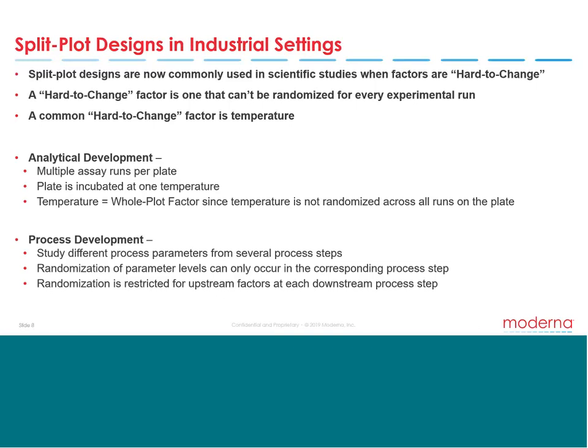So these split plot designs are really commonly used in scientific studies when we have factors that we say are hard to change. A hard to change factor is one that really can't be randomized for every experimental run when you're in the lab, for example. And a very common hard to change factor is temperature. And it's actually going to be in the case study that we show.